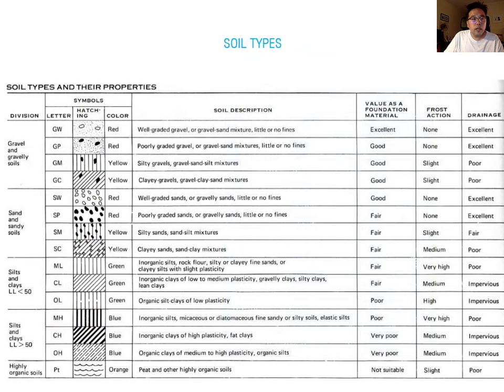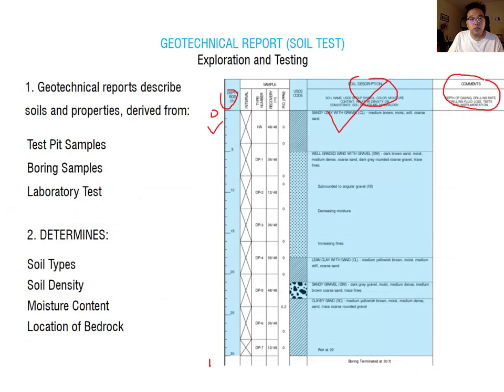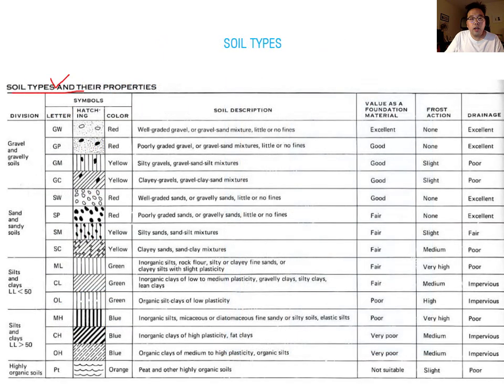So when you're actually getting the information, you can see this table here, which shows the soil type and the properties. This is basically from this report here. You can find out a few important categories for understanding the soil type. You see the soil description, but the first ones mention value as a foundation material, frost action, and drainage.